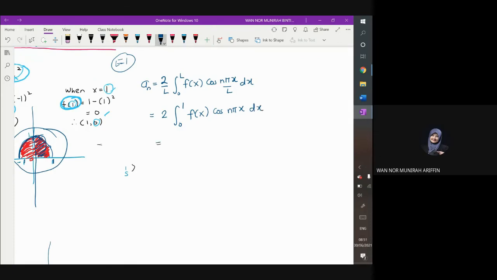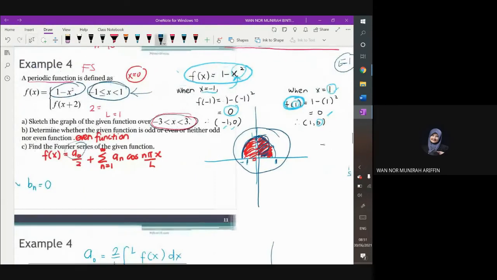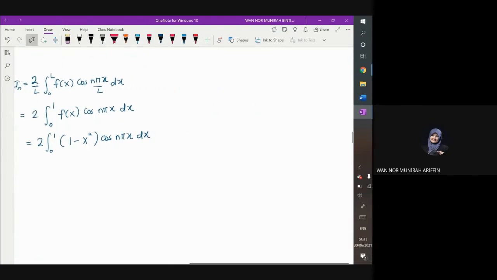So then only you substitute your f(x) from 0 to 1, just the same thing as just now. From 0 to 1 is somewhere here, your function is 1 minus x squared. So from 0 to 1, you have 1 minus x squared times cos n pi x dx. Alright, so then only we try to solve it. Nampak fungsi ni macam susah, but don't worry. You have here 1 minus x squared is a polynomial function.